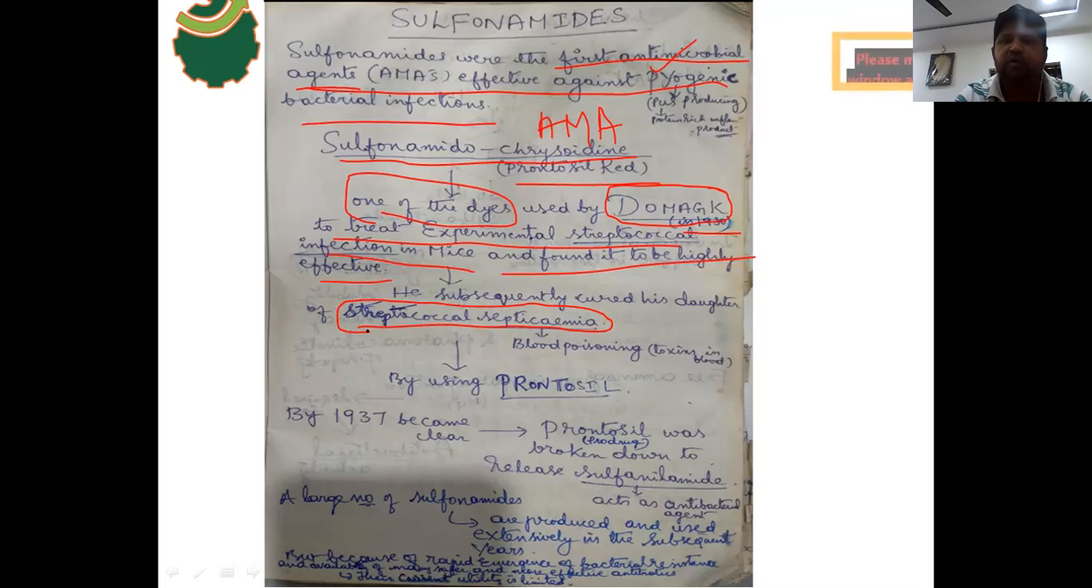He used sulfonamidochrysoidine, or prontosil red, in the treatment of his daughter's streptococcal septicemia, and he found that it is very effective, and he subsequently cured his daughter. By using prontosil, he cured his daughter, who was suffering from streptococcal septicemia. This led to further inventions. So it was confirmed that streptococcal septicemia was cured by prontosil red very effectively.